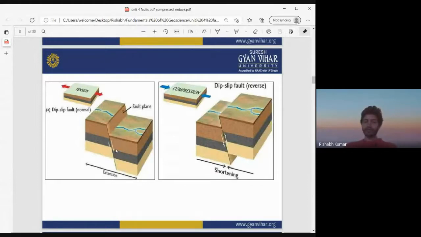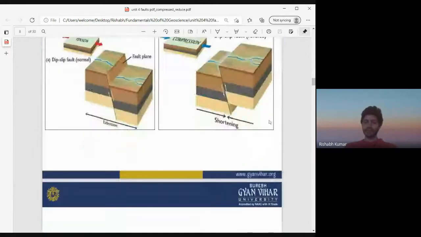Normal means the hanging wall will come sliding down in the direction of your dip, right? This is extension. And your reverse dip slip fault will occur when the force causing the fault is a compression force, right? So in this case, which dip slip fault will you see? You will see a reverse dip slip fault. Is this clear, Nachiket?